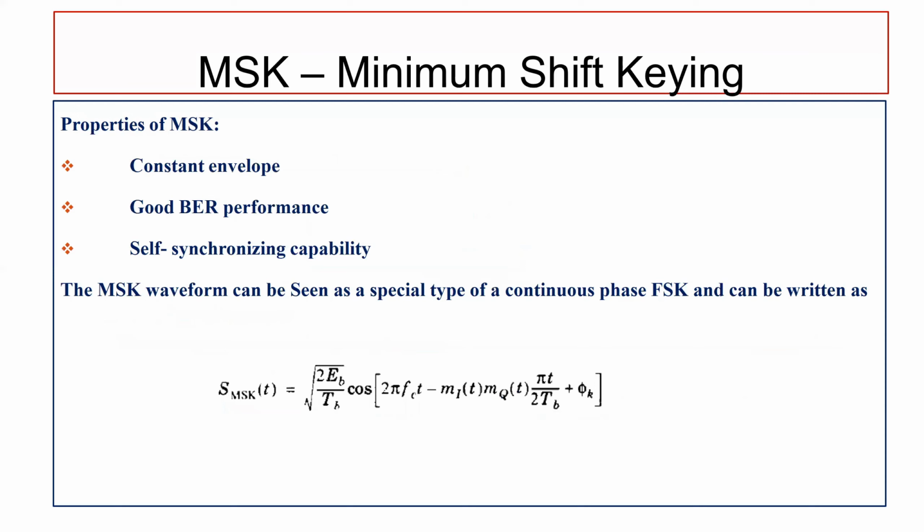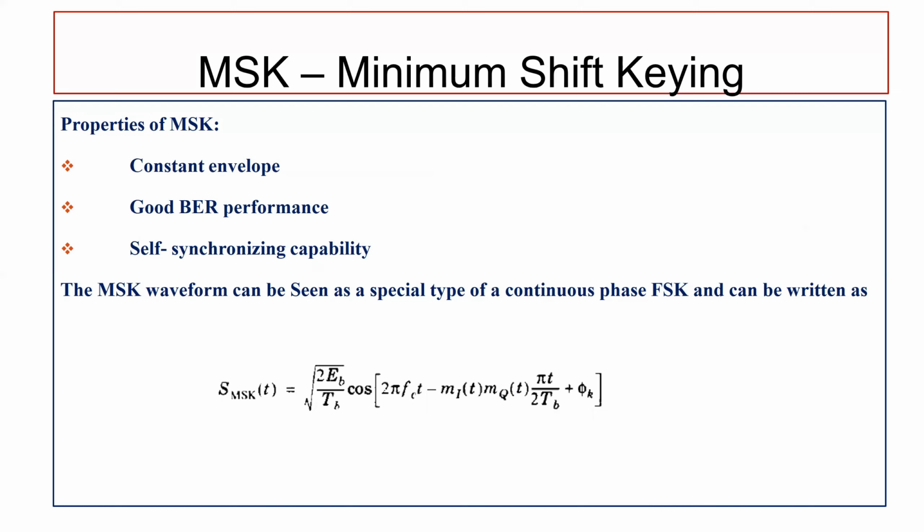So there are certain properties of MSK. What are the major properties of MSK? It satisfies, one, constant envelope. That means there are no amplitude variations; we have a constant amplitude. Second one is good BER performance, which is related to the spectral efficiency. The power spectrum of this particular MSK is going to be given with a very low bit error rate. So we have good BER performance. Third one is self-synchronizing capability. That means for the transmitter and the receiver, there is no special synchronizing mechanism separately for transmitter and receiver.